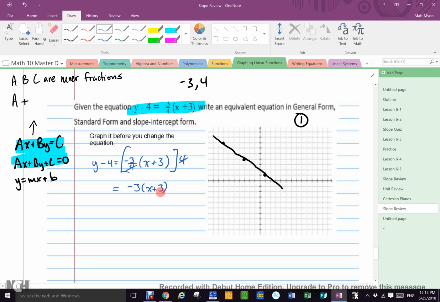If I multiply the right side of the equation, what must I do to the left? Same thing. What is the answer? 4 times (y minus 4), 4y minus 16. Great. Now what's in the way? Got to get rid of those brackets. How do we get rid of brackets? Distribute. 4y minus 16 equals negative 3x minus 9. Now what?